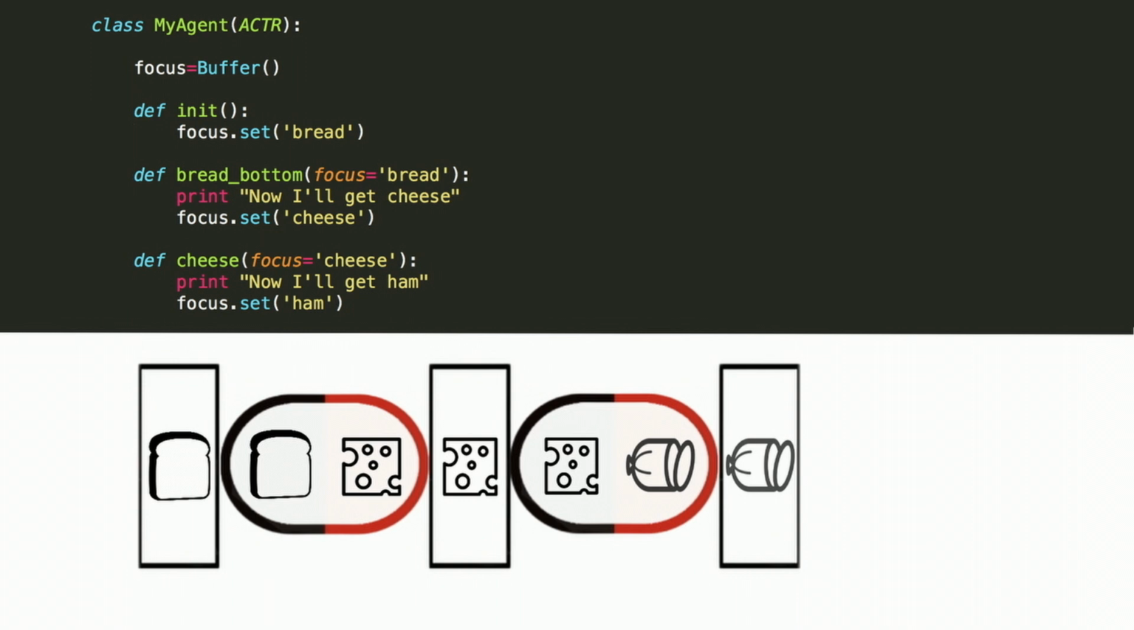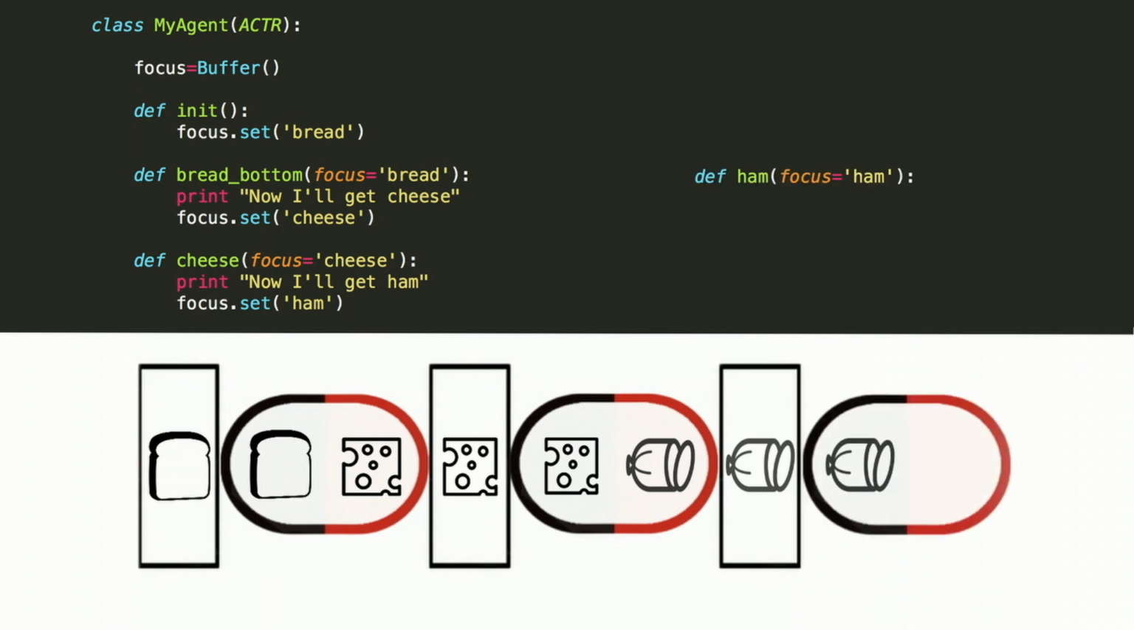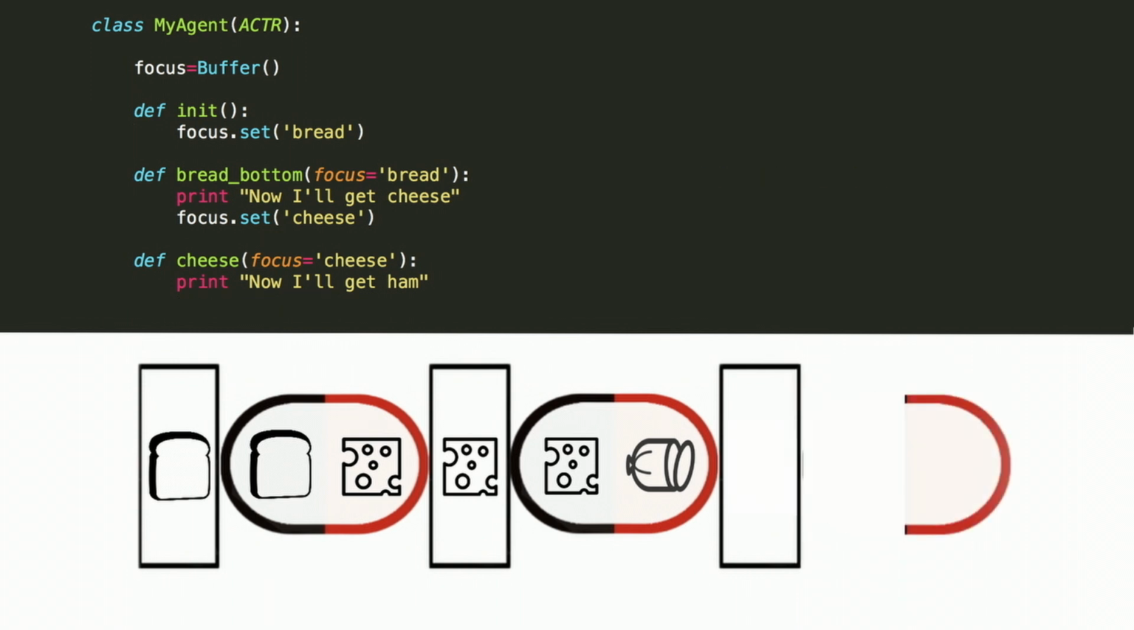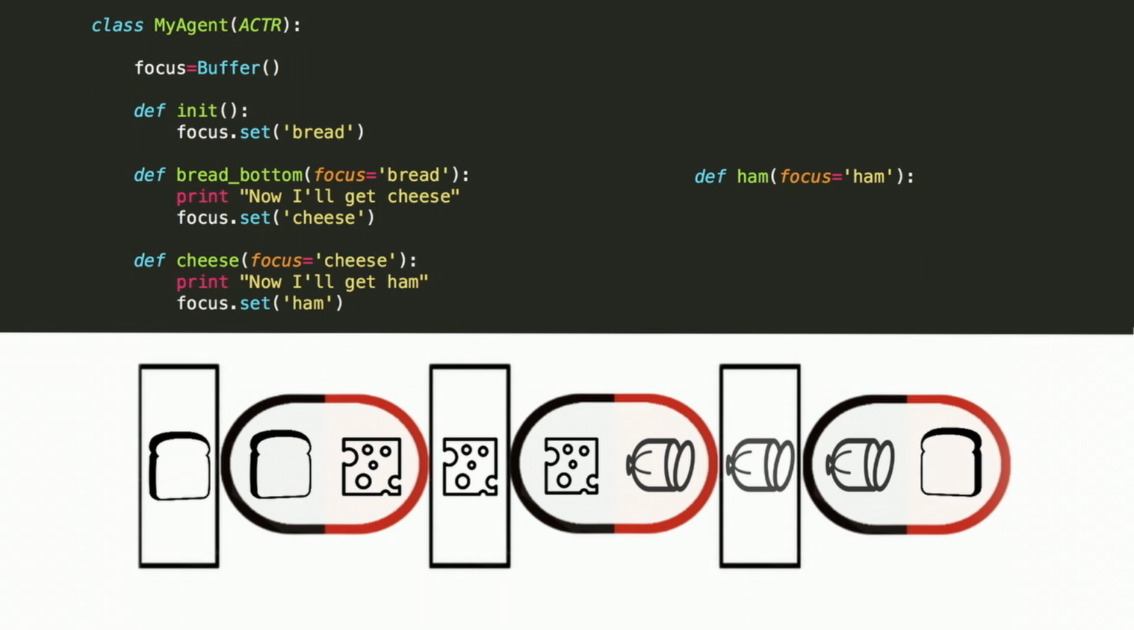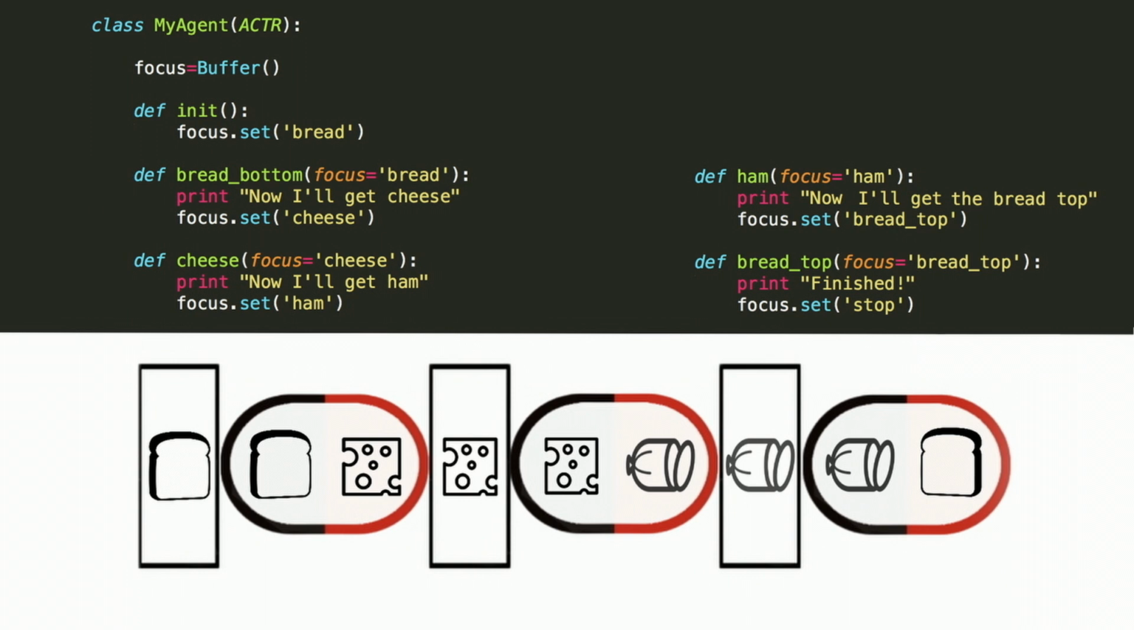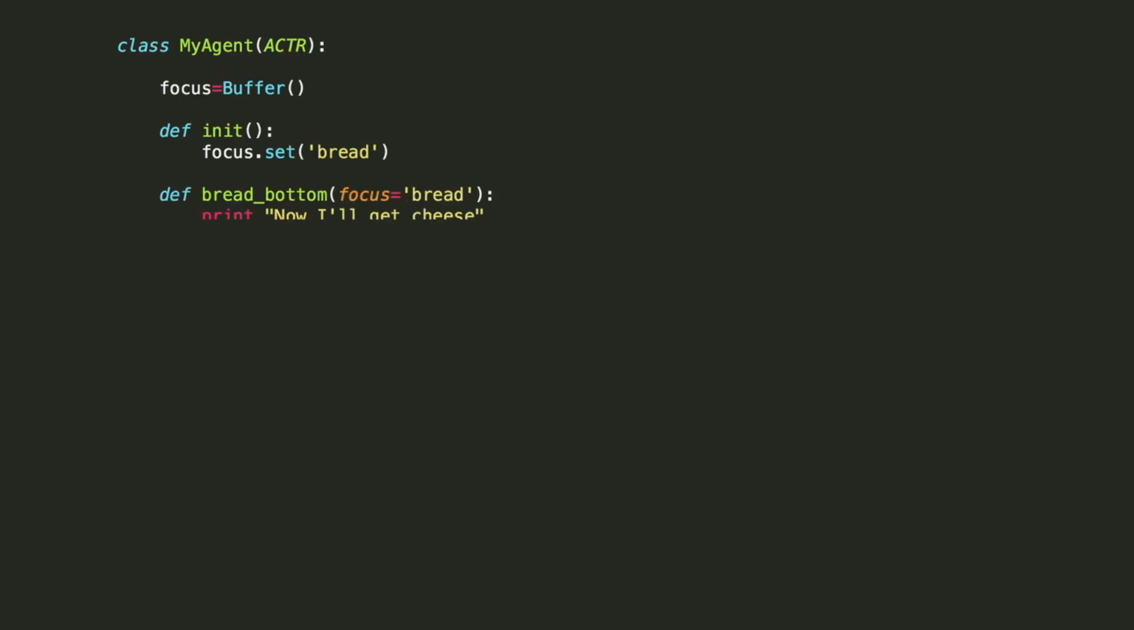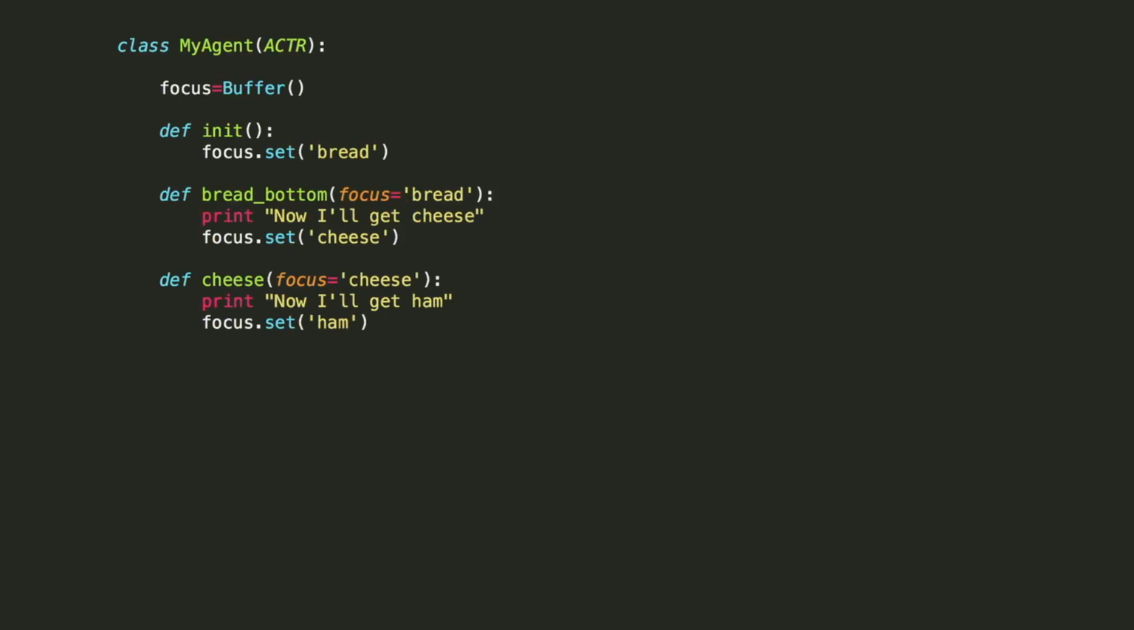The buffer now contains the condition ham. The next production matches to ham and fires the next action, bread. This completes our sandwich. This is a simple example, purely for illustrative purposes, of how production rules can be written in the ACT-R cognitive architecture.